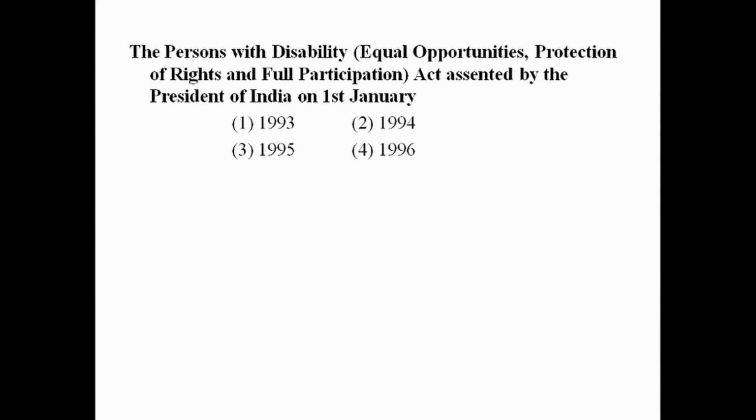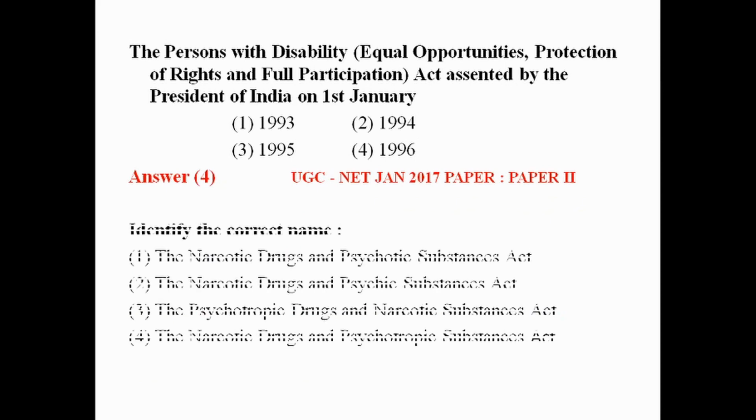Next question. The Persons with Disability, Equal Opportunities, Protection of Rights and Full Participation Act, signed by President of India on 1st January, option 1 1993, option 2 1994, option 3 1995 and option 4 1996. The Person with Disability Act was assented by the President of India on 1st January 1996. So the answer is option 4, that is 1996.